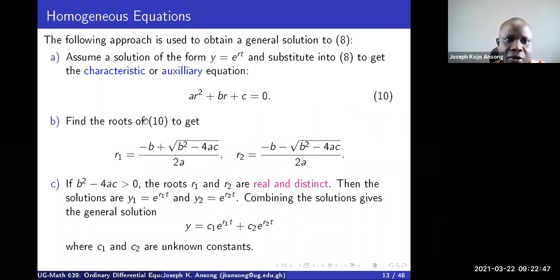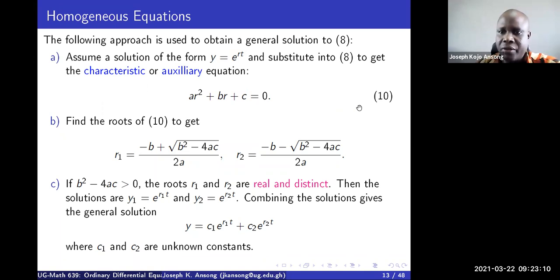Some of you have seen this before. First of all, you assume that you have a solution of the form y equals e to the rt, this exponential. Then you substitute it into equation 8, the homogeneous equation. When you do that, you get what is called a characteristic equation or auxiliary equation, given by ar squared plus br plus c equals 0. Then your task is to solve this quadratic equation. When you solve it, you get two roots, R1 and R2.